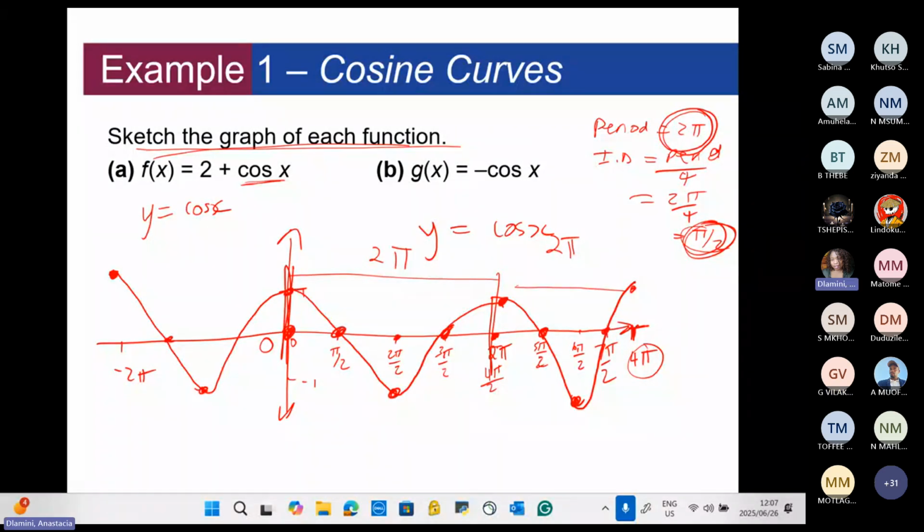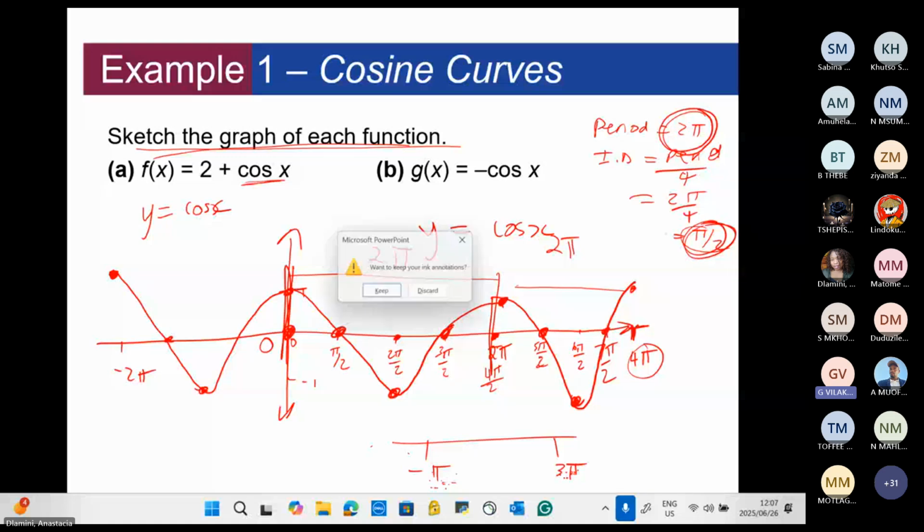Positive 3 pi. Yes, ma'am. But if you start from negative pi and then go one complete period to positive 3 pi, if you add them, do they give you 2 pi? No, it will give you 4 pi. It won't give you 2 pi. Ma'am, it will give us 4 pi, and because like you said, you must not make one period, must make more than one period. So it gives us 2 periods.